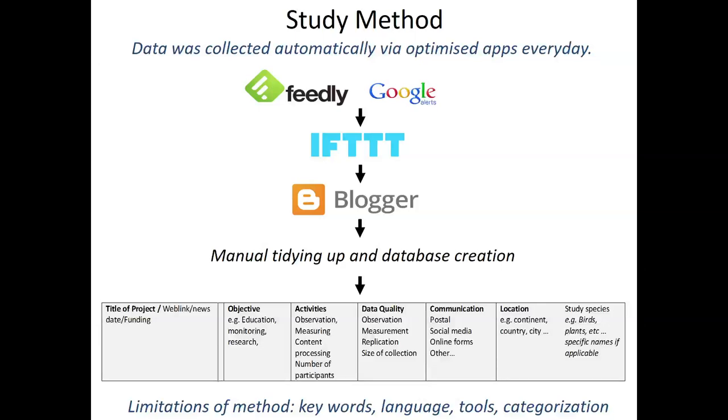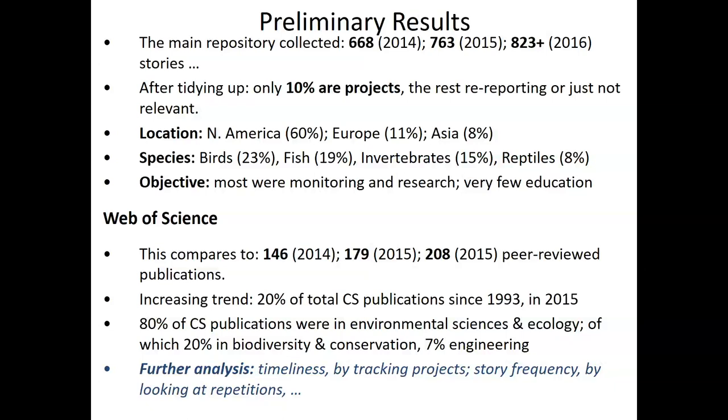And also categorizing was difficult sometimes. The education aspects were sometimes research related as well. So there have been a few bits of challenge in it. But in any sense, we came up with quite a few results. Per year there are about 700 articles coming through. Sorting them, I found out it's only 10% which are projects. Most of them are re-reporting.